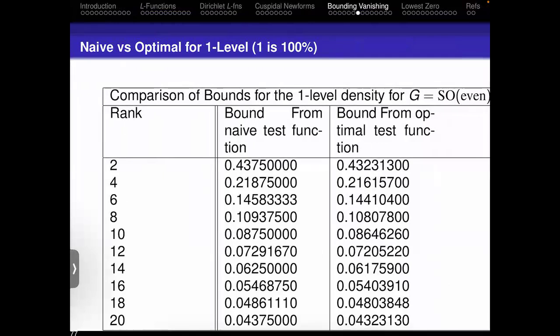I debated doing this all the time. I'm only doing this once. I'm going to put them on the same slide. You can see how much of a gain you get by going from the naive test function to the optimal test function. If you can get an improvement, sure, get an improvement. But the amount you're gaining by is negligible.